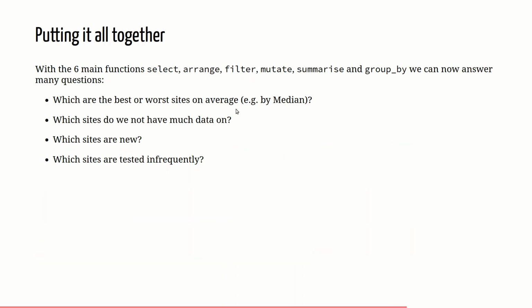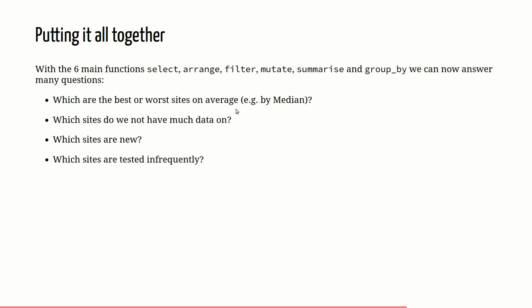What we'll be doing in general is putting together all of these things to answer specific questions. So we've got 4 questions here. Which are the best or worst sites on average, e.g. using the median? Which sites do we not have much data on? Which sites have a low number of observations? Which sites are new? Which sites have observations only after a certain date?